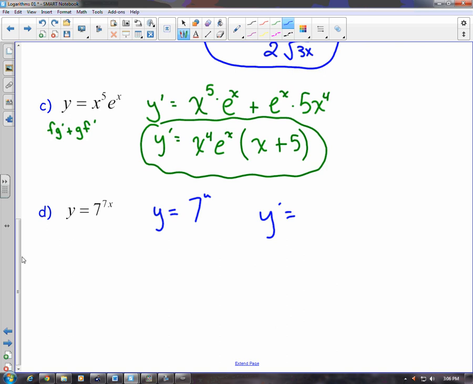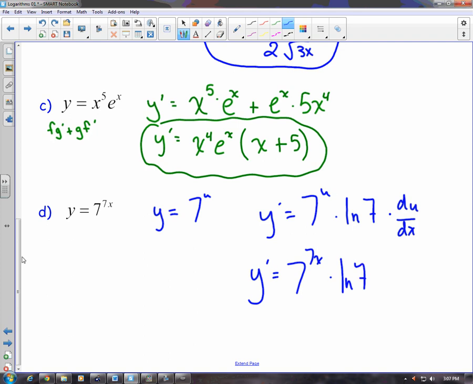Okay, so the derivative is going to be the exact same piece multiplied by the natural log of the base multiplied by the derivative of u with respect to x. So y prime is going to be 7 to the power of 7x times the natural log of 7, which we have no clue what that is, so we leave that, multiplied by the derivative of 7x.